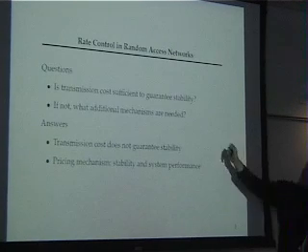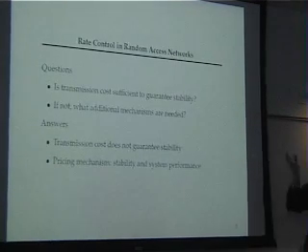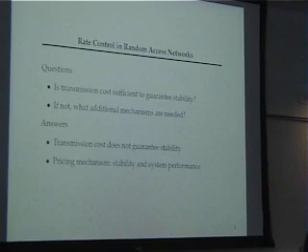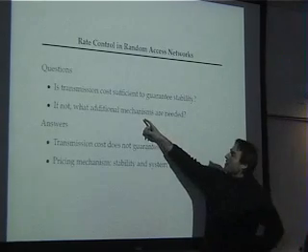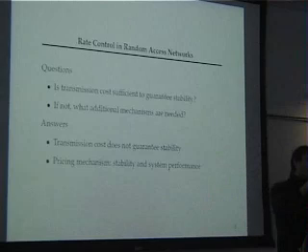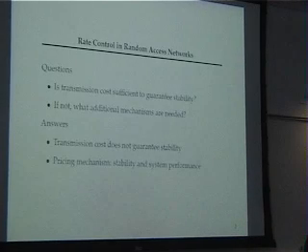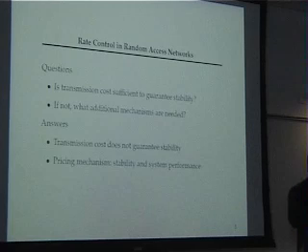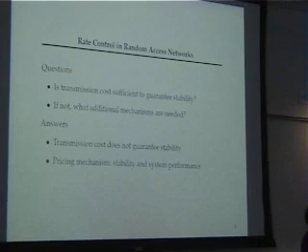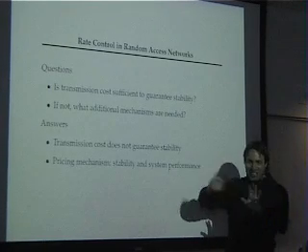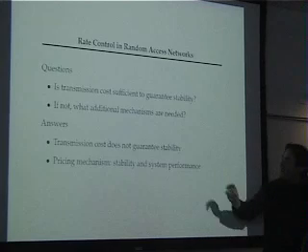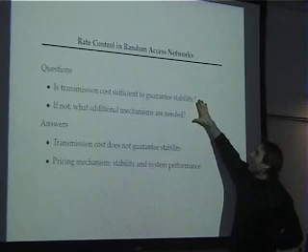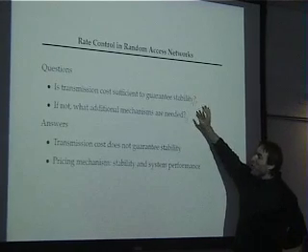So the question is: is a transmission cost sufficient to guarantee stability? And if it's not sufficient, what kind of mechanism do we have to add? The idea here is to add as little as possible, to come up with a protocol that is as simple as possible, so you only add something if you really need to. These are the questions we were interested in.